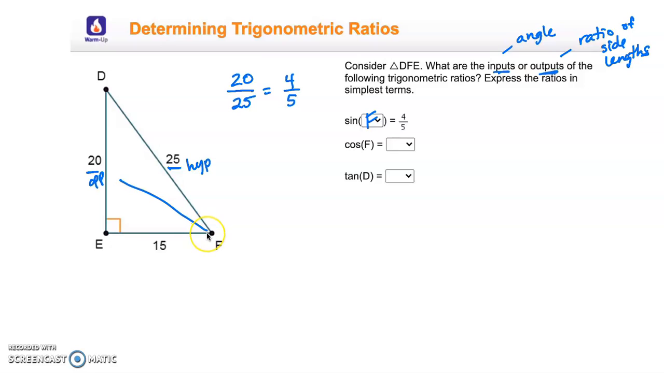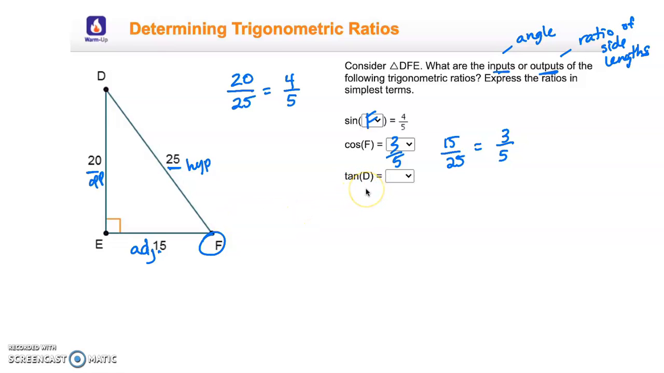Now let's take the cosine of F. What's the cosine of F? Well, the cosine is the adjacent over the hypotenuse. Here's our adjacent in this case, when we're looking with regards to angle F. So the cosine is 15/25, and we always simplify. Those both can be divided by 5, so that is 3/5. So the cosine of F is 3/5.